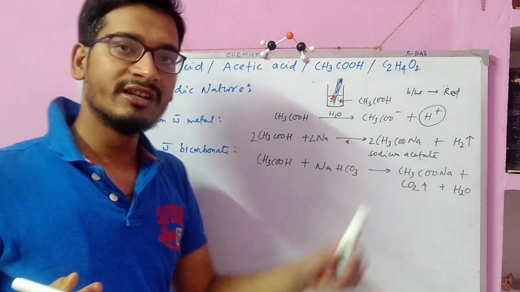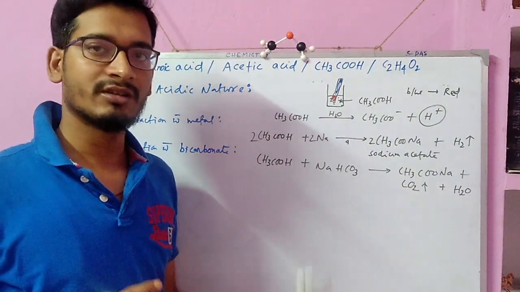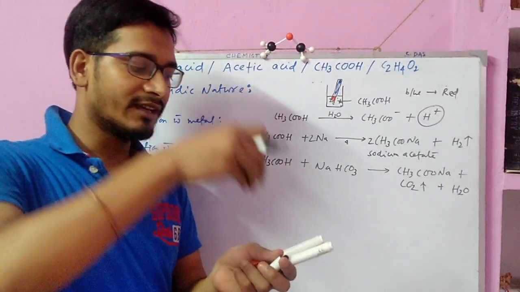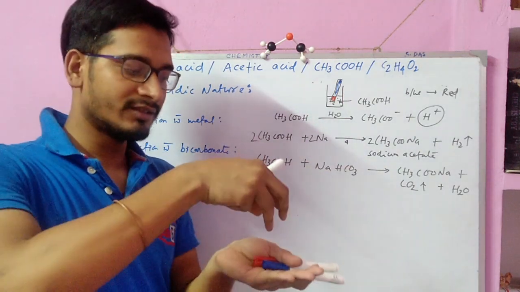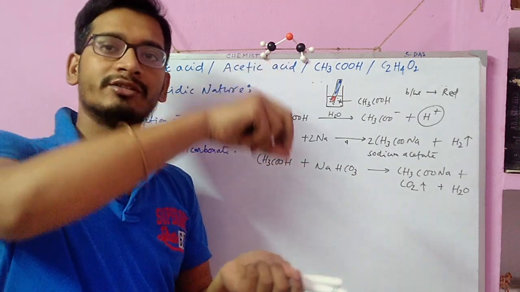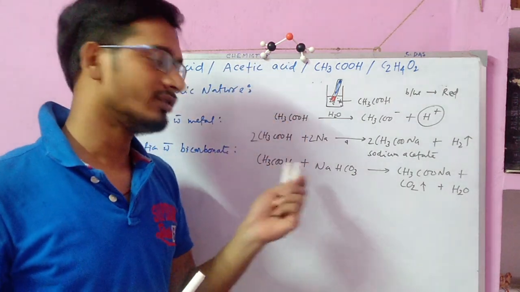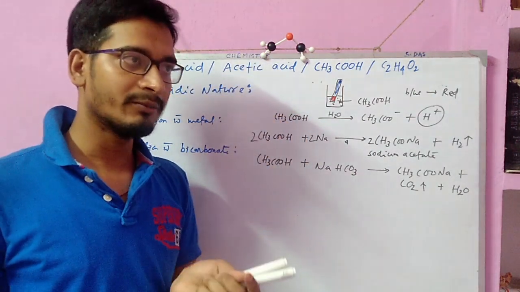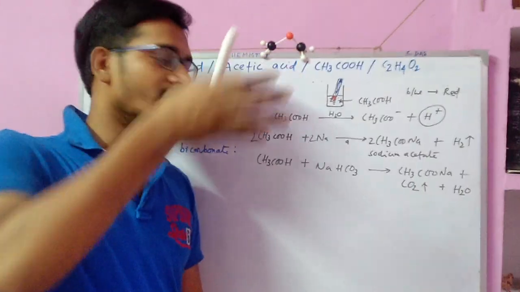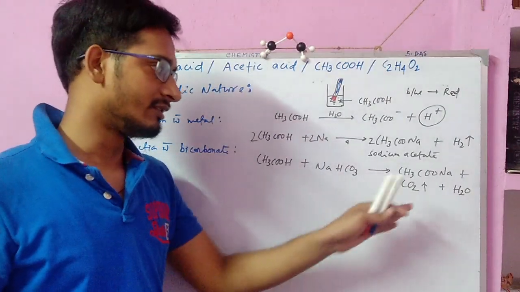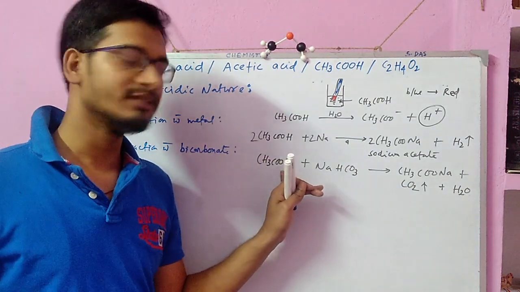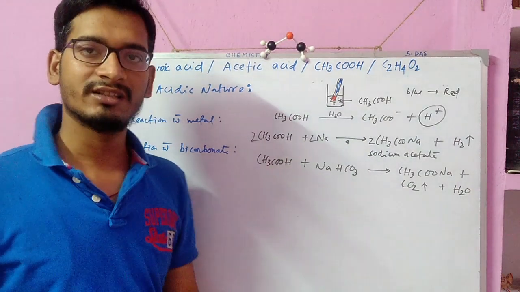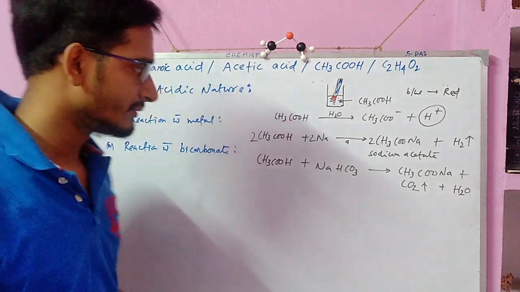Here a brisk effervescence of carbon dioxide will be observed when, suppose we have acetic acid here and you place solid sodium bicarbonate salt in this solution. What will happen? A brisk effervescence of carbon dioxide will be observed. By this we can conclude that this compound contains an acidic functional group.